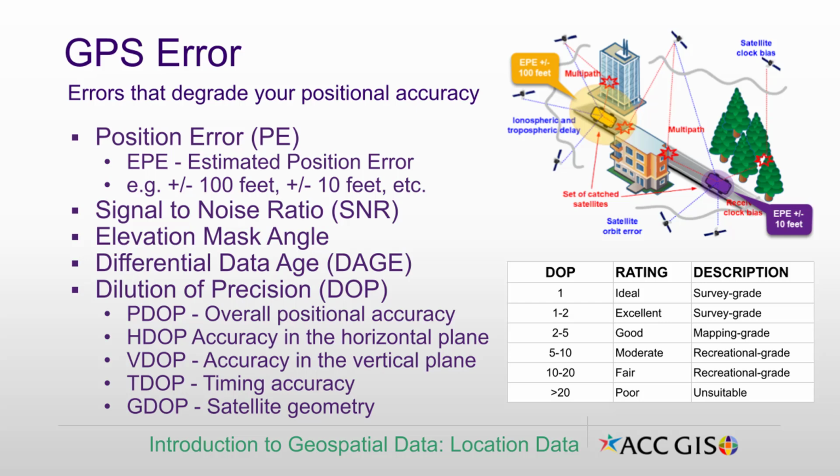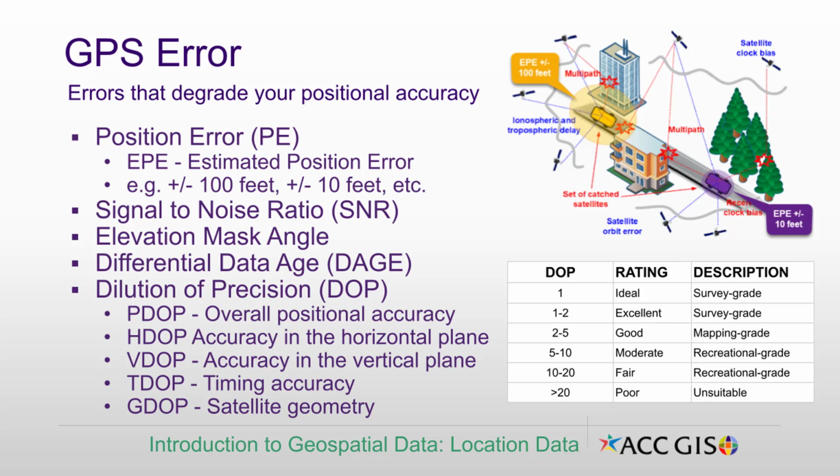Now, with all the moving parts associated with calculating your position utilizing GPS, there are a lot of places that error can creep into your position. We represent error in GPS as the position error, and that's a circle in which our position is located. In this example, the position error is plus or minus 100 feet, which means it's not very accurate. But if it's plus or minus 10 feet, it means I know my position within 10 feet of this location.